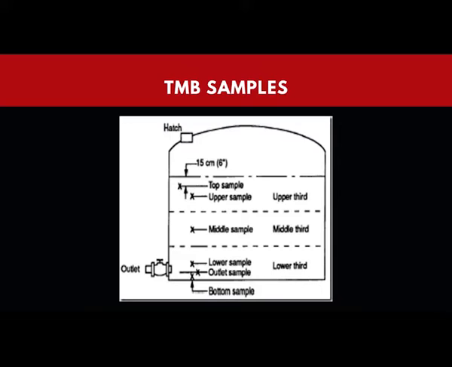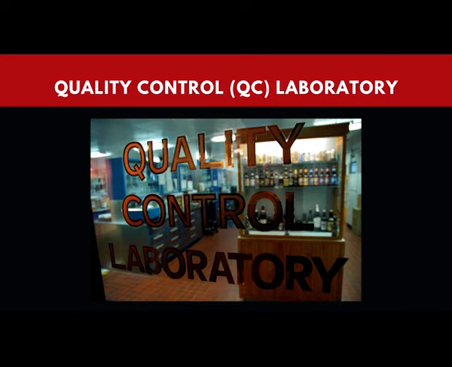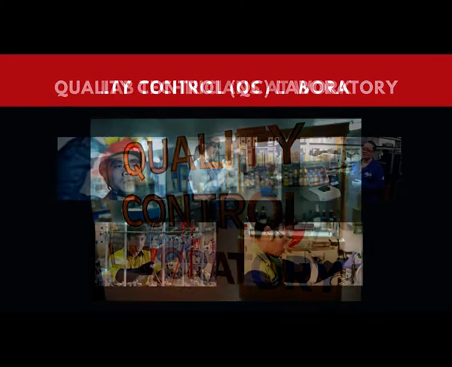Like this, at different elevations the samples are taken and then finally these are sent to the laboratory, and the laboratory does the testing. The quality control laboratory plays a very vital role in continuous operation of the unit, and it allows the refinery to pump out the products to be dispatched to the end customers.